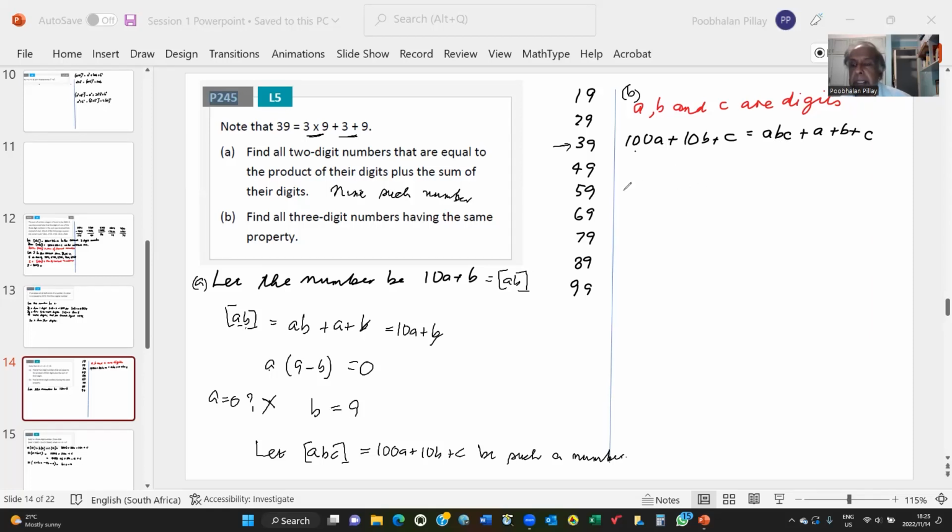So when you calculate this, what do you have? You have the C's cancel, and you have 100A minus A, which is 99A. And then you have 10B minus B, which is 9B. And that is equal to ABC.